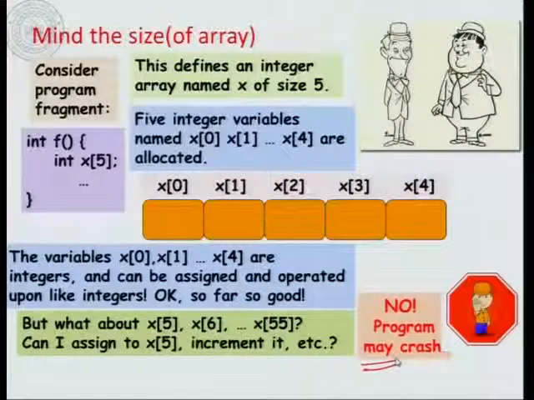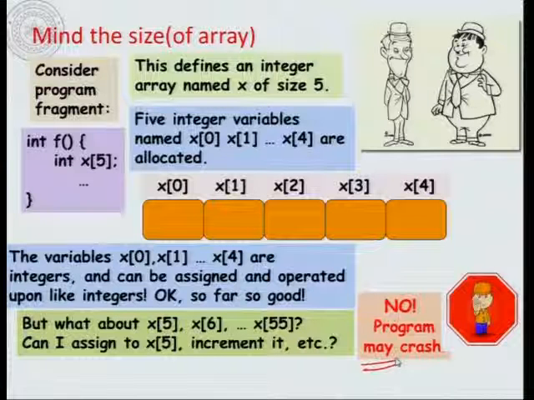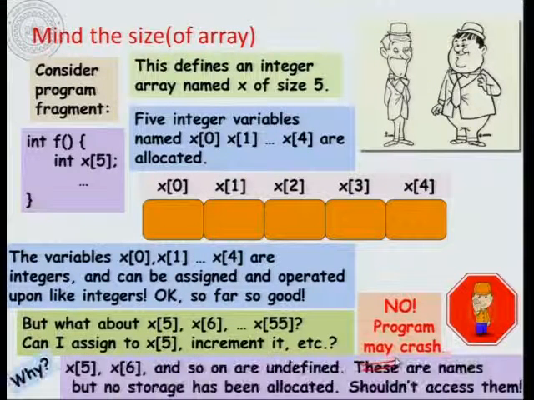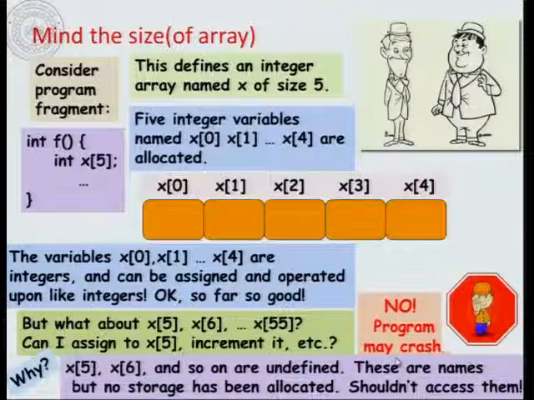Okay. So it's not even guaranteed that it will crash. If it is guaranteed that it will crash, then of course you can know that there is an error and you can go back to the code. In this case, you just have to be careful when you write the code. So x5, x6 and so on are undefined. These are names, but there are no storage locations that they correspond to. So you should not access them.